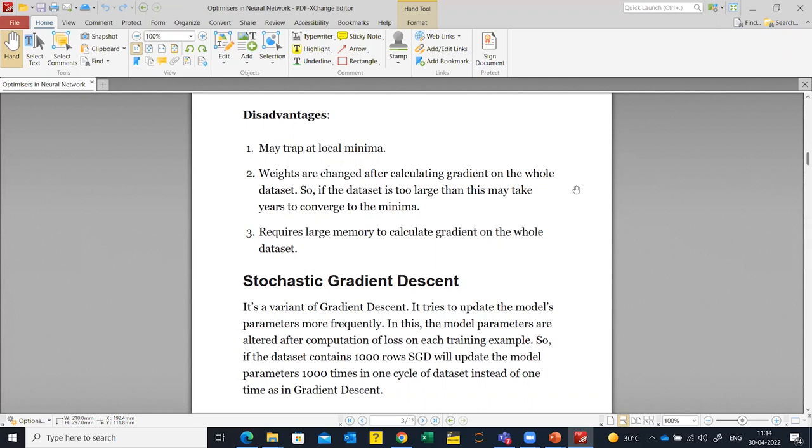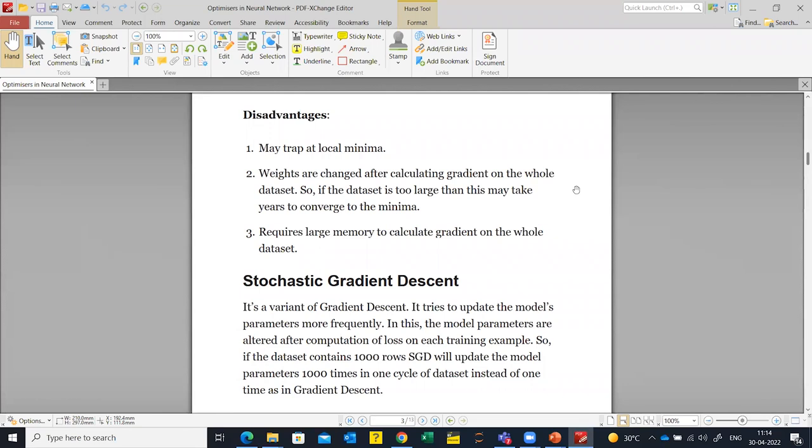Weights are changed after calculating gradient on the whole data set. So if the data set is too large, then this might take years to converge to the minima. It's the same problem as we had with the testing and training data set, when we were splitting it into 80% and 20%, not doing any k-fold classification, no cross validation, nothing. So here is the same problem. The gradient descent actually takes the entire data into the picture at once.